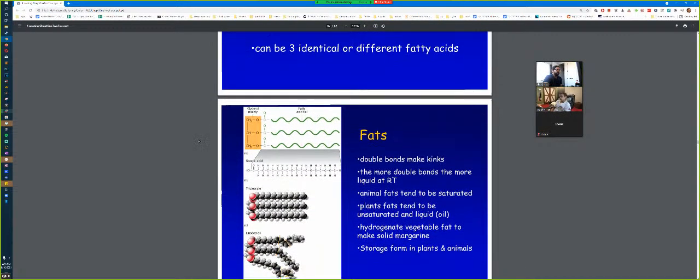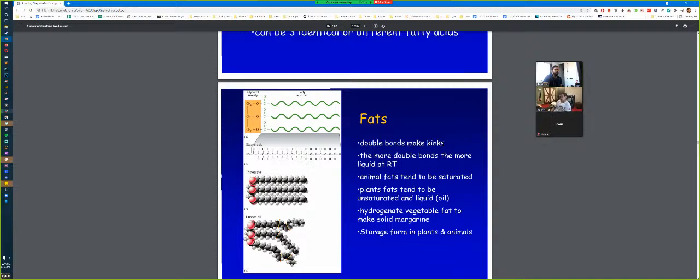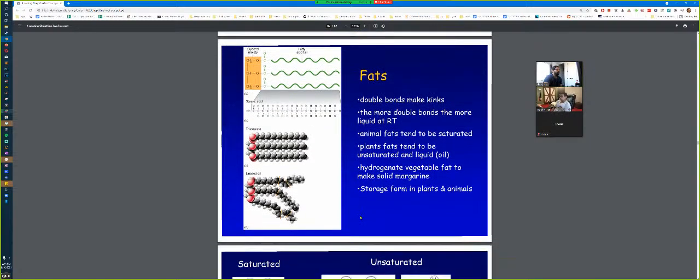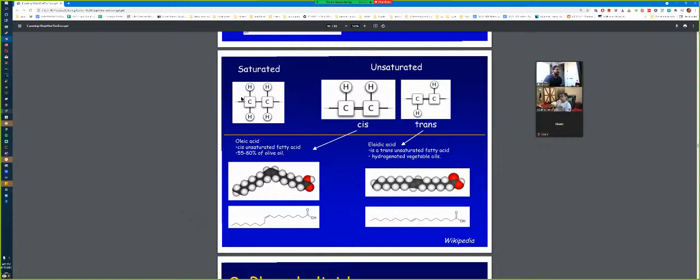All right. So this is exactly what I said. Double bonds make kinks. The more double bonds, the more liquid at room temperature. Animal fats tend to be saturated. Plant fats tend to be unsaturated and liquid like oil. Hydrogenate vegetable fat to make solid margarine. So that's an example of trans. Storage form in plants and animals. So yeah. Again, saturated and unsaturated with a double bond.